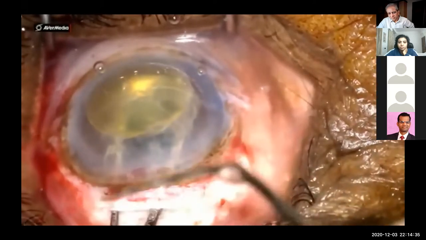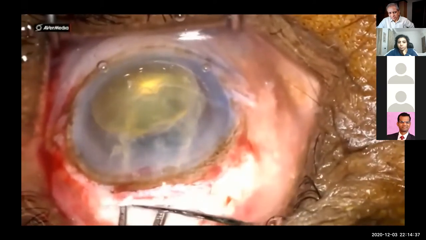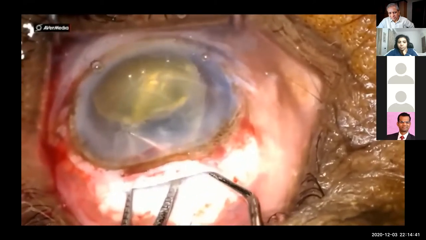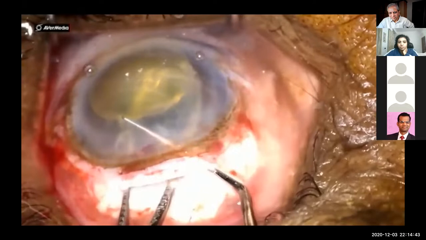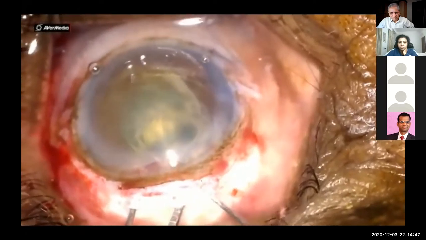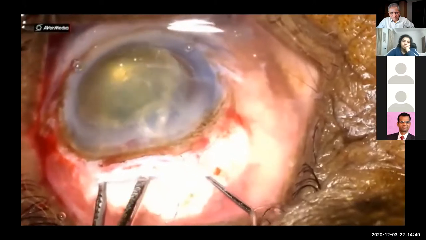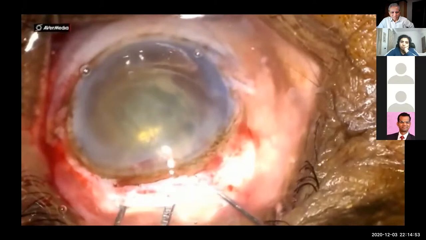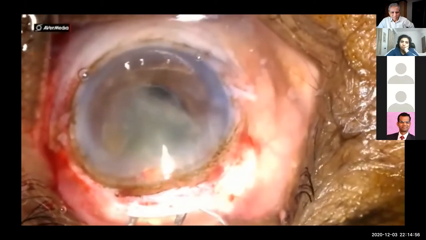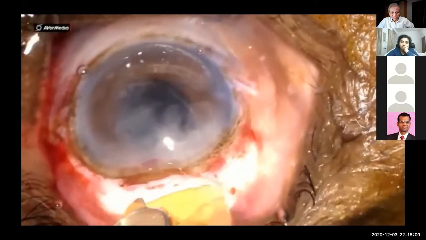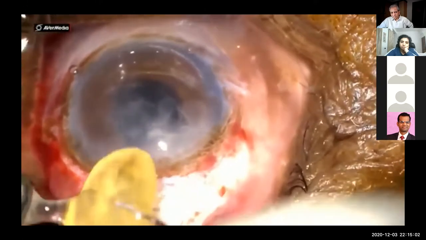My suggestion always would be that you have to introduce a dialer and push the nucleus down with the dialer so that it is squeezed in between the Sinsky hook and the vectis. Then you pull it out. That is the way to do a phaco sandwich technique, which is going to prevent trauma to your endothelium. But here, the nucleus was pushed against the endothelium. There was no space for him to place the dialer itself. So the dialer did not play any role at all in this case. So maybe he was a little bit skeptical.